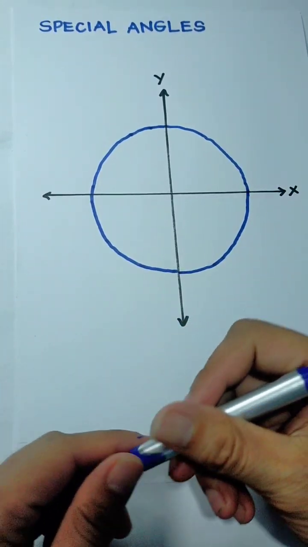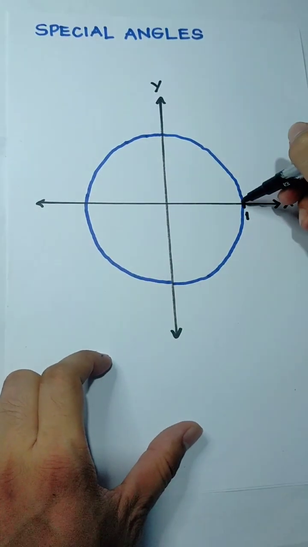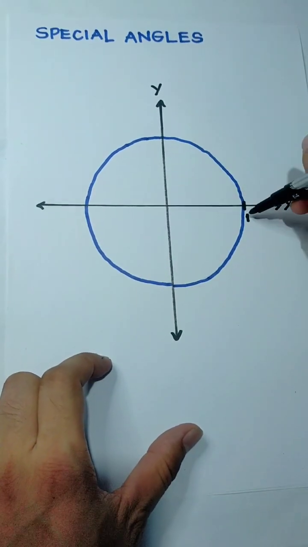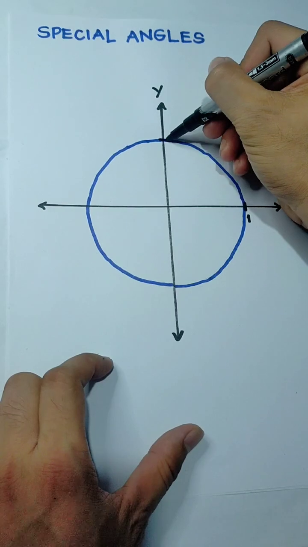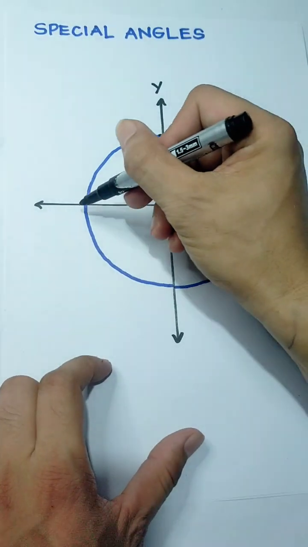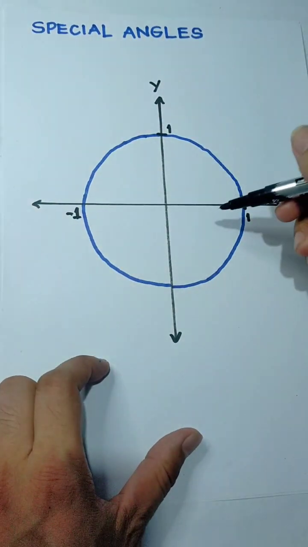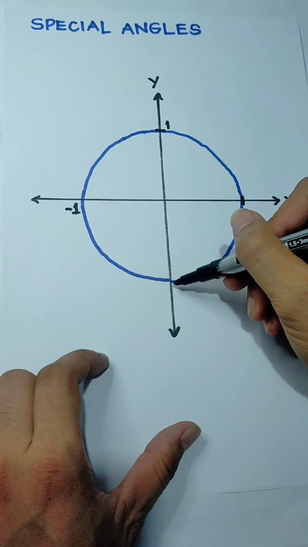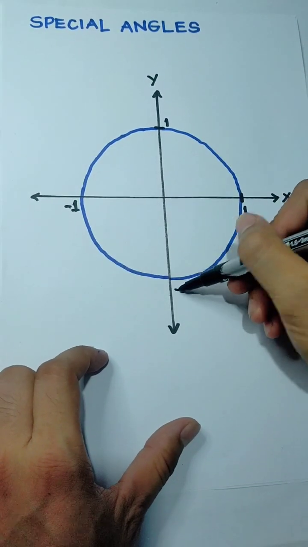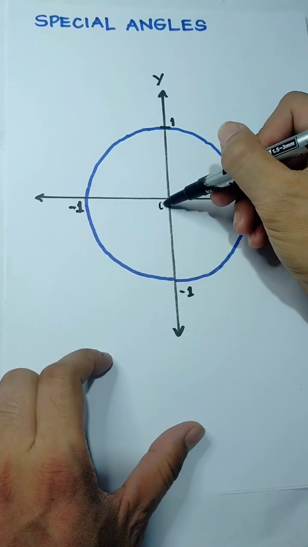This circle has radius 1, because that's the radius of the circle. Okay, and our y, the length here is also 1. But here is the negative x-axis, so the value of our x here is negative 1. And for our y, down here we have negative 1. And this is our origin, 0, 0.